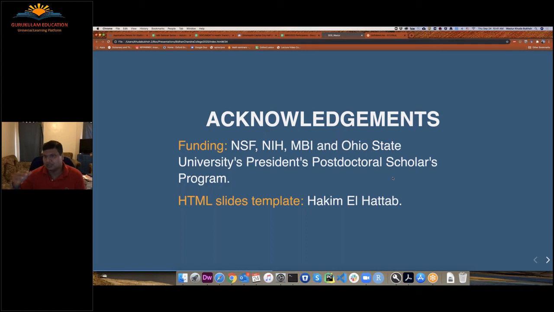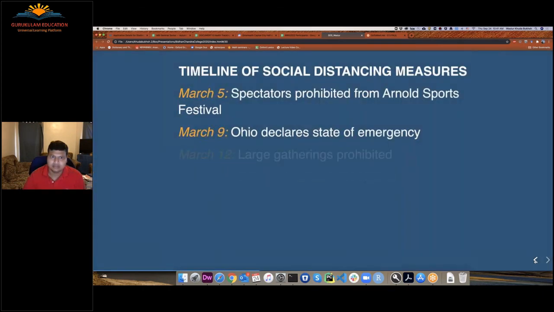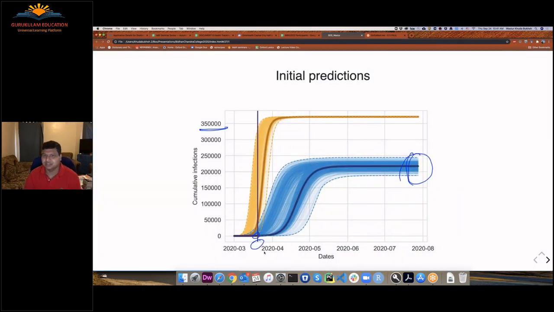If you don't have a lockdown, you will reach the peak earlier. So I showed you this picture, right? Maybe I can go back to this picture again. Initial. So this is what we started with here.